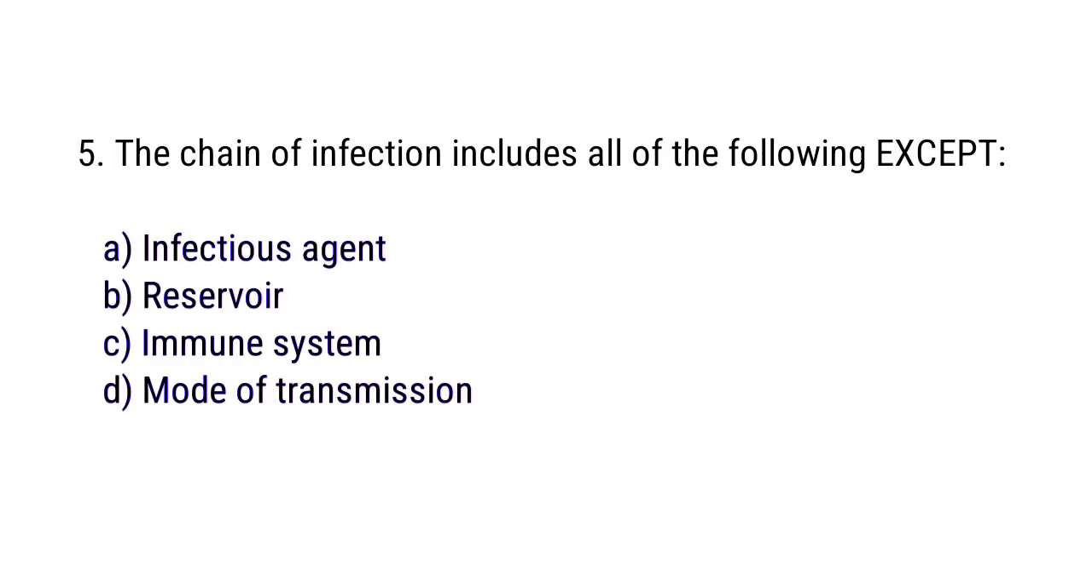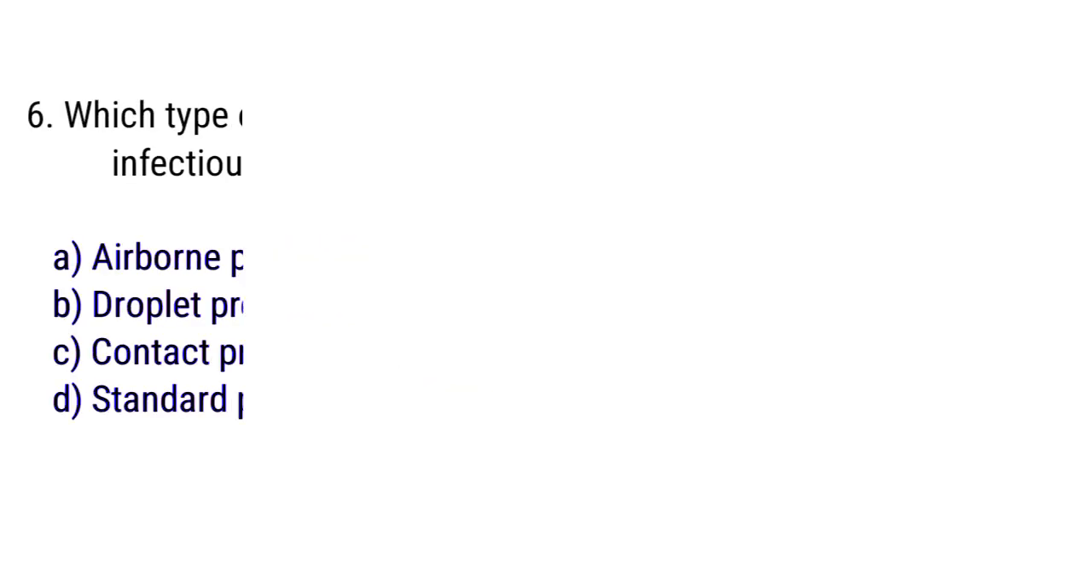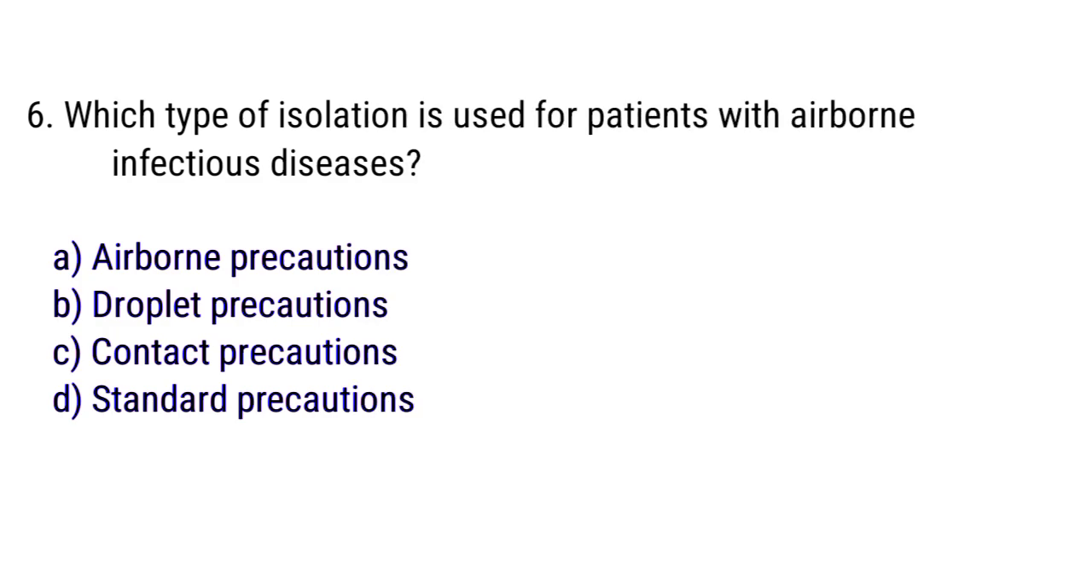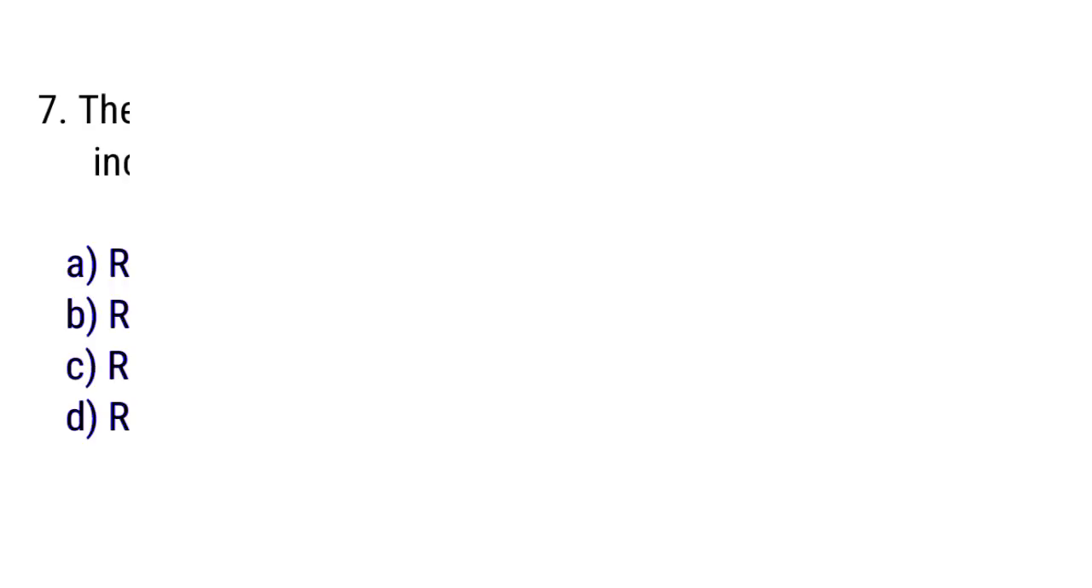Question number 5. The chain of infection includes all of the following except. The right answer is option C, immune system. Question number 6. Which type of isolation is used for patients with airborne infectious diseases? The right answer is option A, airborne precautions.